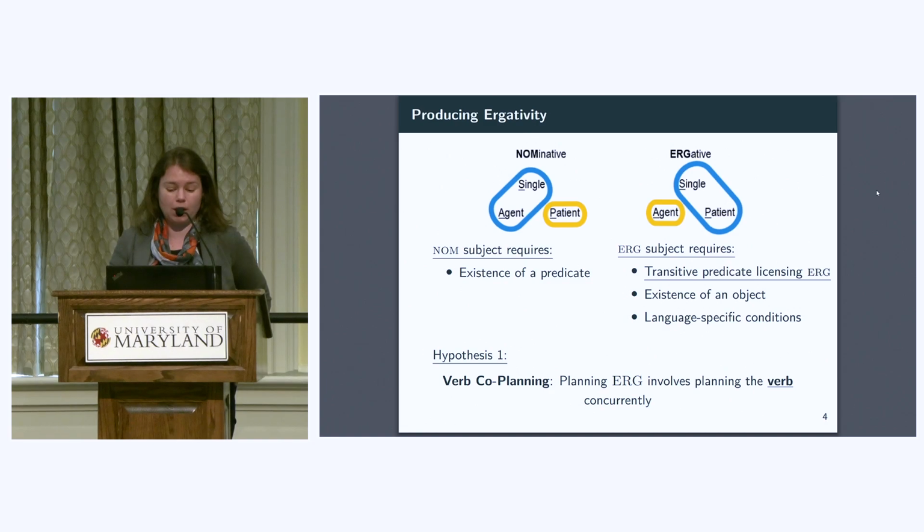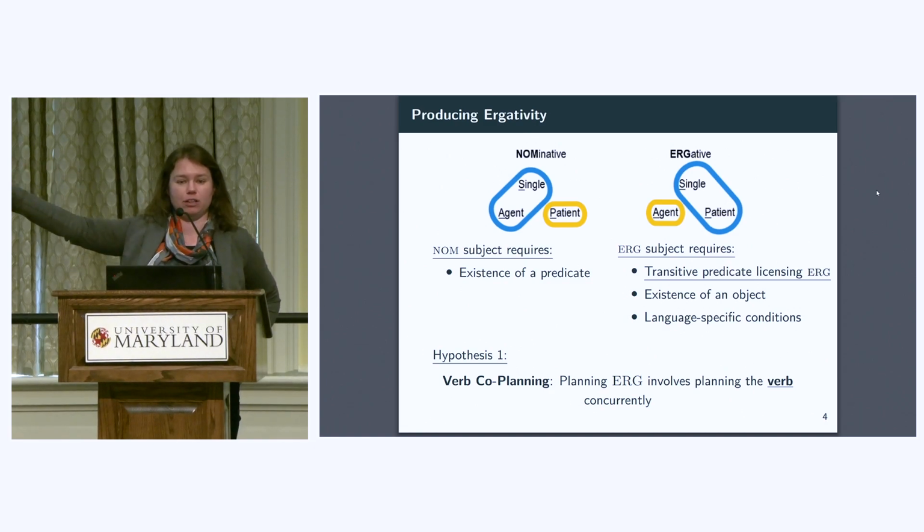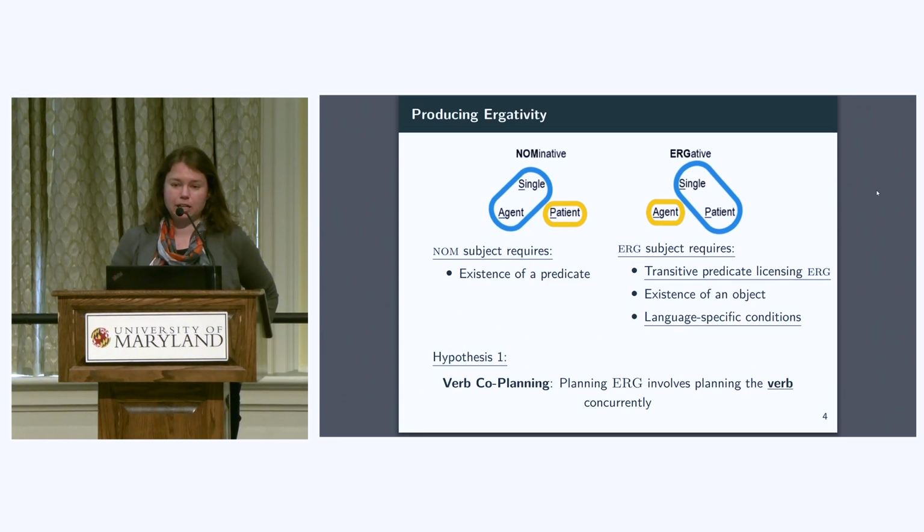So hypothesis 1 is that you really focus in on this first bullet point, which would give you verb co-planning. You're planning that verb alongside your ergative marked NP. It turns out that this will also give you a lot of the language-specific conditions across languages because these frequently have to do with aspect.